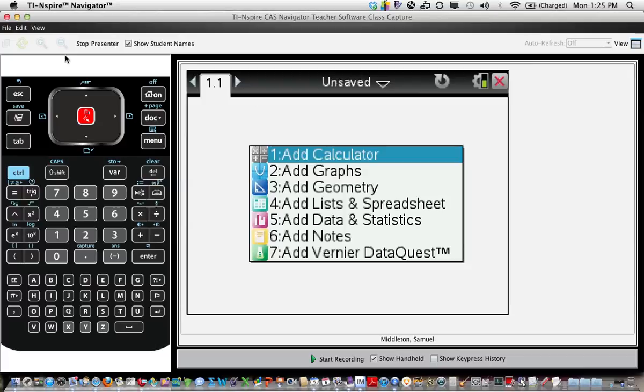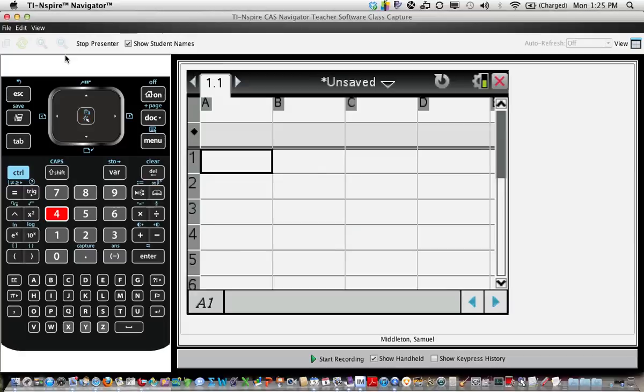Okay. Now what we're going to add first is we're going to add a list and spreadsheet page. So in our new document, go down to number 4, add list and spreadsheet. All right, now this is just a spreadsheet like an Excel spreadsheet. What we're going to do is we're going to calculate the slopes of the sine graph. So here's a sine graph. We're going to go from 0 to 2 pi, and we're going to go in pi/8 increments. And we're going to calculate the slope. So right here, here, here, here, we're going to calculate that slope.